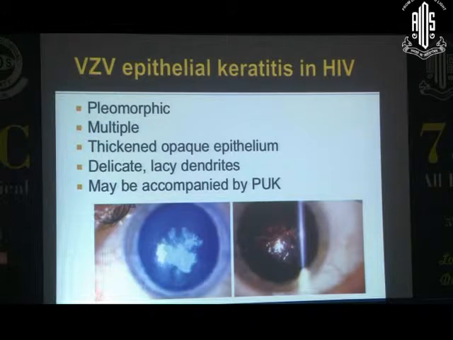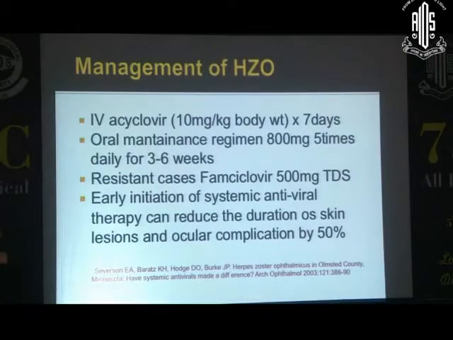If you look at the HZO epithelial keratitis, it is typically pleomorphic, multiple with thickened opaque epithelium. The dendrites may be delicate and lacy rather than the coarse dendrites, and may be accompanied by PUK in these patients. Management is more prolonged. Intravenous acyclovir can be given, preferred for 7 days, and then oral maintenance regimen for 3 to 6 weeks, which is much longer than in a normal HZO patient.